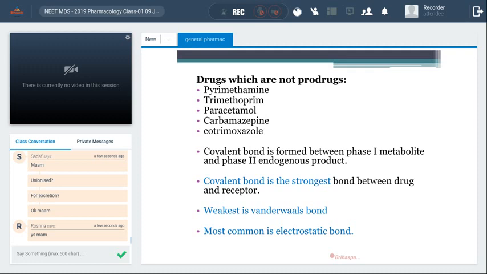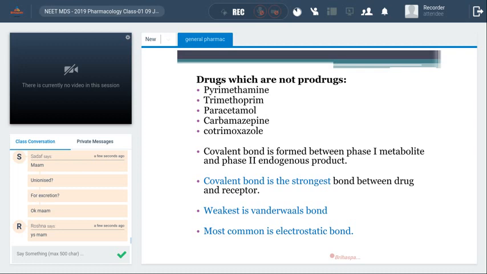Then there are drugs which are not prodrugs, which don't have the concept of prodrugs at all. They have to be given in active form. One of the common examples is paracetamol. So you have pyrimethamine, trimethoprim, paracetamol, carbamazepine, and cotrimoxazole. Okay, so that's about drugs which are not prodrugs.